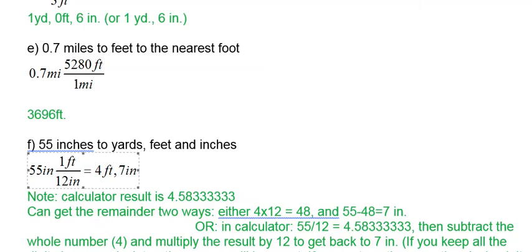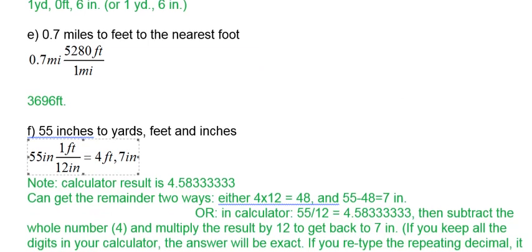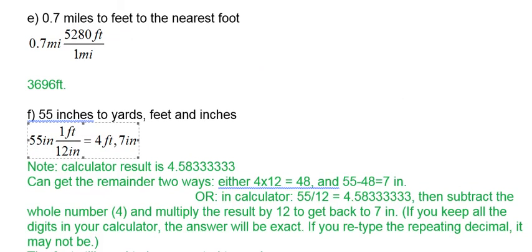And if you do it like that, where it's all in your calculator, you don't retype in that value, you will get exactly 7 inches. If you retype in the value, it might not work out exactly. You might end up with something like 6.99999.